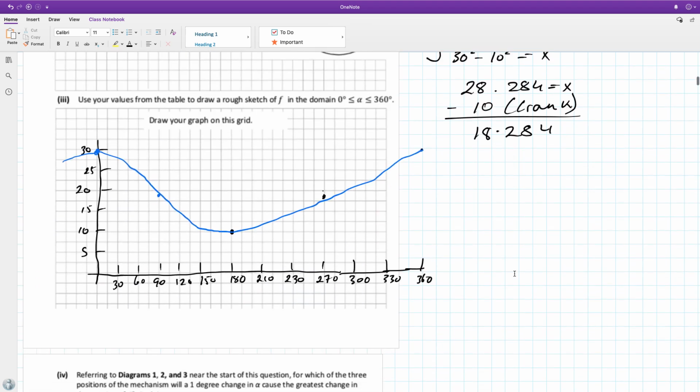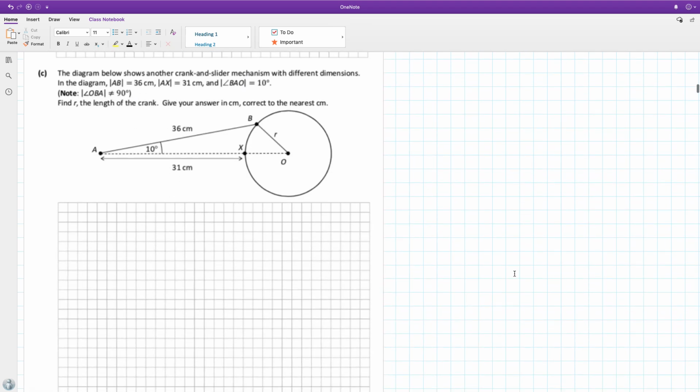Right. Back to some more 3D problems. The diagram below shows another crank and slider mechanism with different dimensions. AB is equal to 36 centimeters, AX is equal to 31 centimeters, and BAO is equal to 10 degrees. Note OBA is not 90 degrees. Find R, the length of the crank, and give your answer in cm.